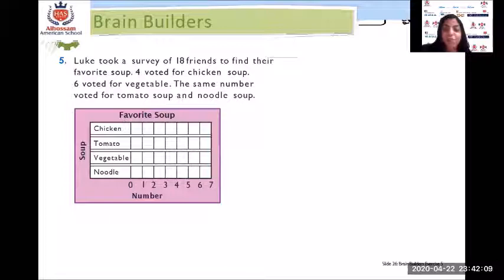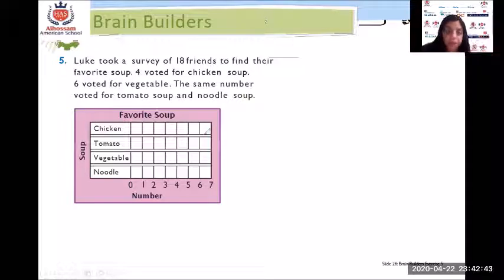All right, this question goes to Amuri Farouk and Amuri Dahshan. Luke took a survey of 18 friends to find their favorite soup. 4 voted for chicken soup. 6 voted for vegetable. The same number voted for tomato soup and noodle soup. So I want to apply or record this data in my bar graph. Let's work step by step.